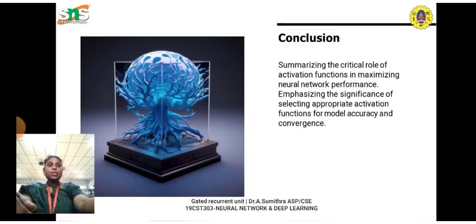So finally I conclude that the test results indicate that transformer-based methods generate superior results compared with LSTM and GRU, especially when the forecasting span is extended. And we can also see the significance of selecting appropriate activation functions for model accuracy and convergence. I hope you are clear with this concept. Thank you one and all.